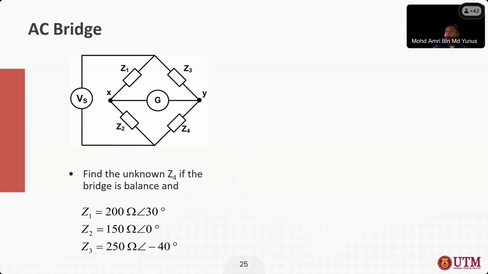Okay, now we continue. So basically, we know that if the bridge is in balance, we can write Z1 over Z2 equivalent to Z3 divided by Z4, or you can write Z2 over Z1 equivalent to Z4 over Z3, so that will give the same meaning. So if this is in balance, find Z4.